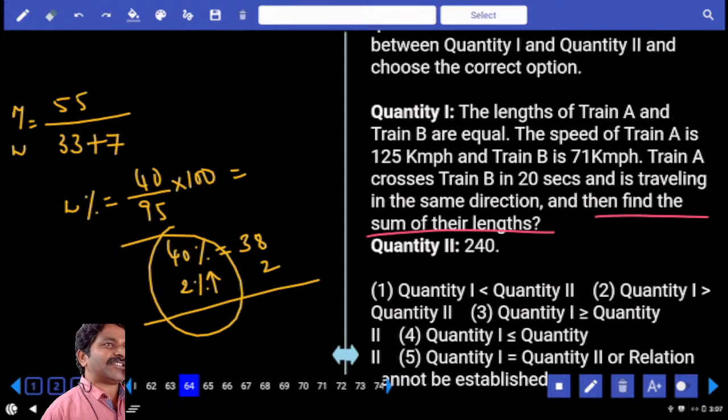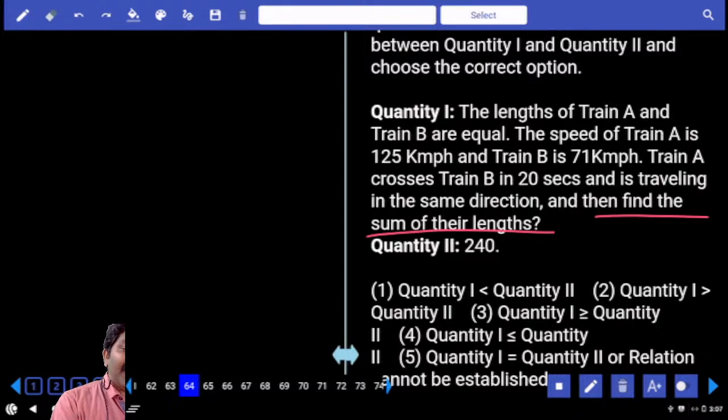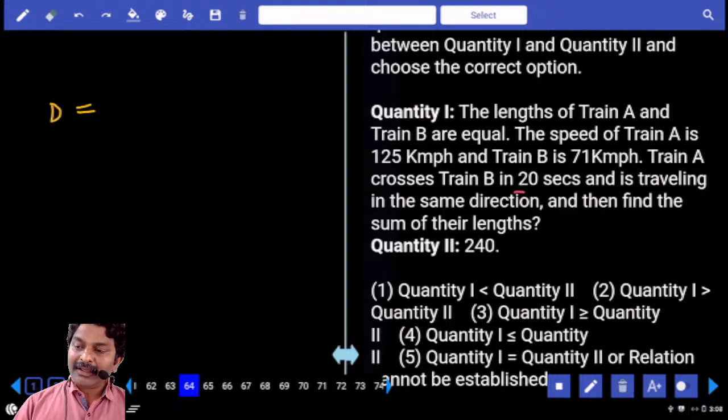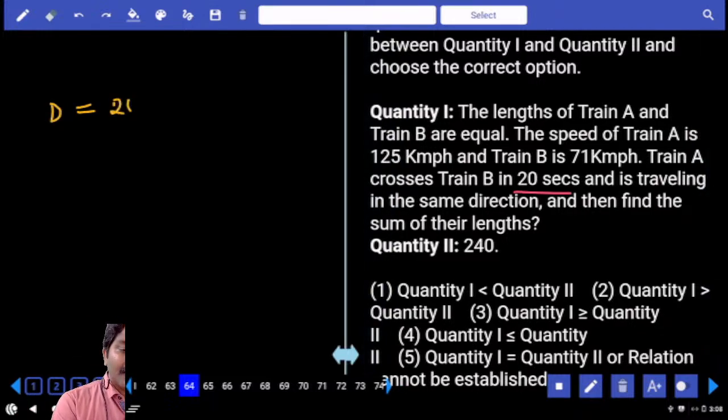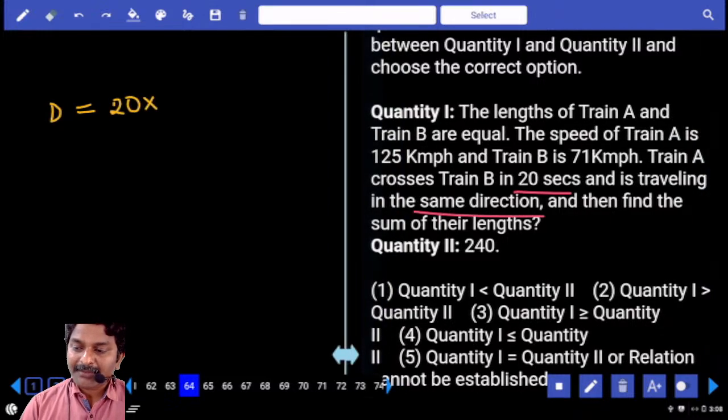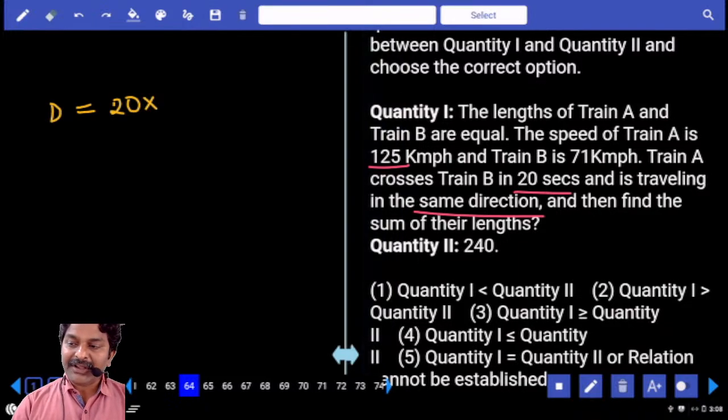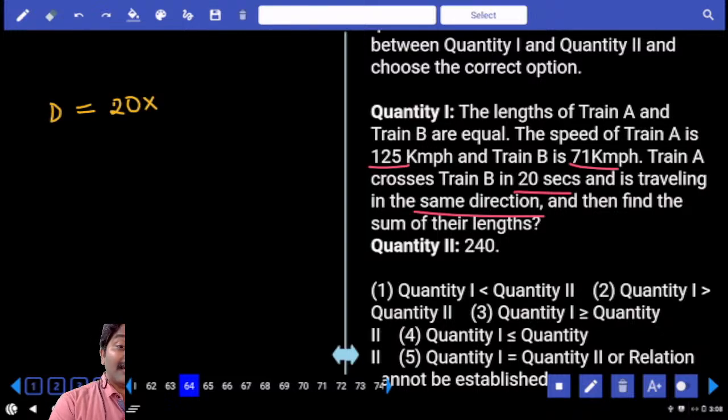Look there and tell me. Sum of their lengths, right? So if you can calculate what is the distance covered in this case, you are done with the answer. Correct? Right. How much time is it taking? In which direction they are moving? Relative speed, 125 and 71. You are not even getting the difference of 54.